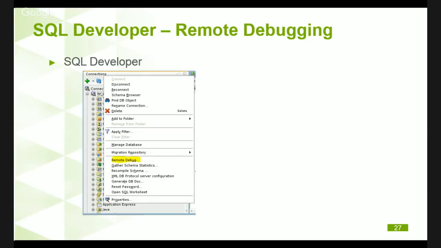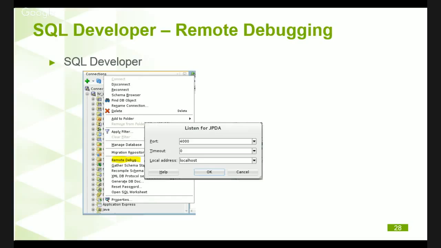Next step we need to do is under the connection panel, see where it's highlighted with remote debug. You need to start the listener. When you do that, it's going to prompt you for 2 pieces of information. It's going to prompt you for the port. You can leave timeout. I don't do anything with timeout, but I specify a port and I specify an IP or a host name. In this case, we just use localhost.